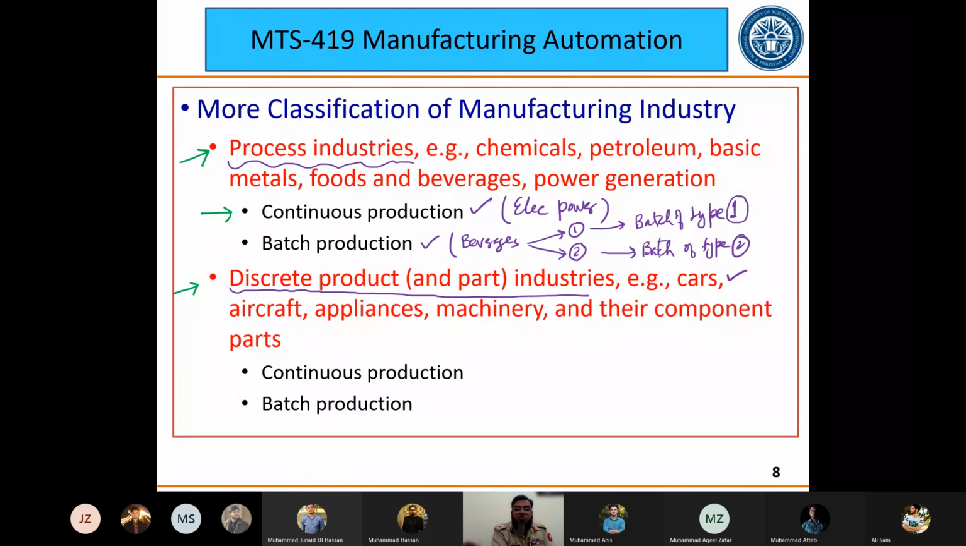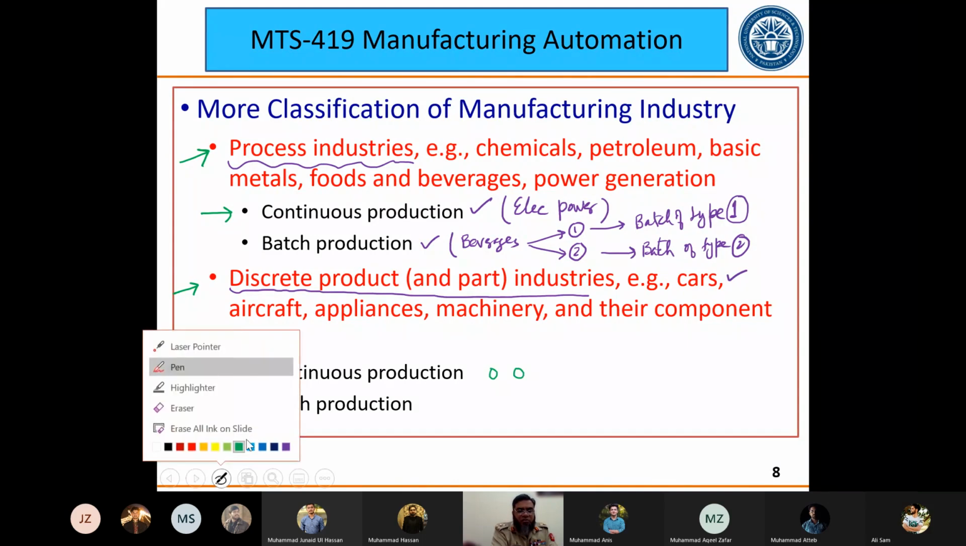process industries in which some chemical process or some process of this kind is carried out. And the second is the discrete product, in which the parts are being made, like cars, aircraft, appliances, machinery and their component parts. So what would be a continuous production that is going to go into discrete parts like this. Okay, I think I have the next slide in which you will be able to see this.